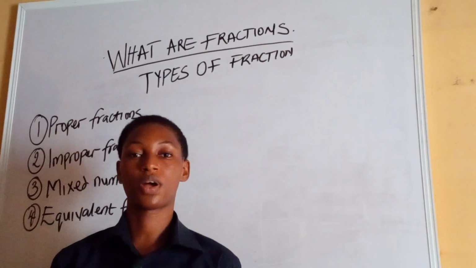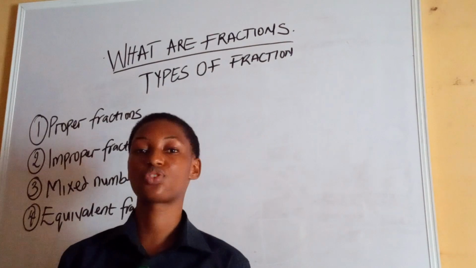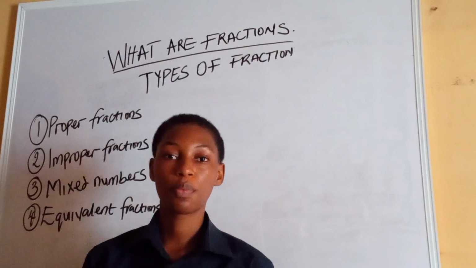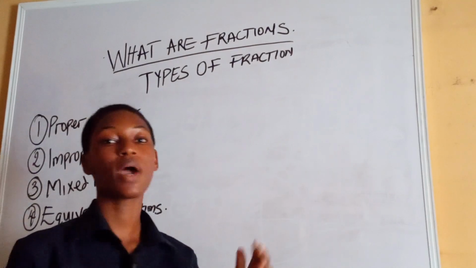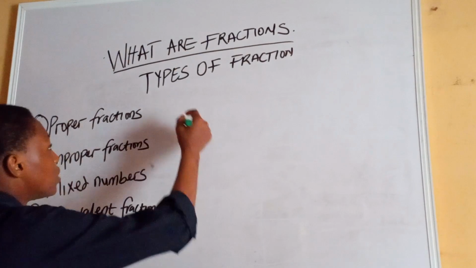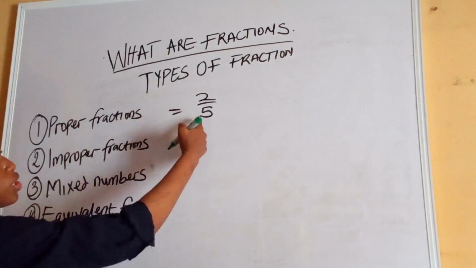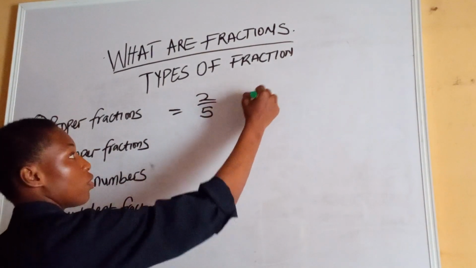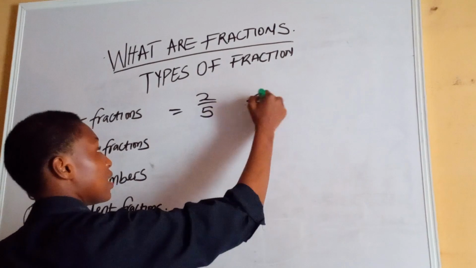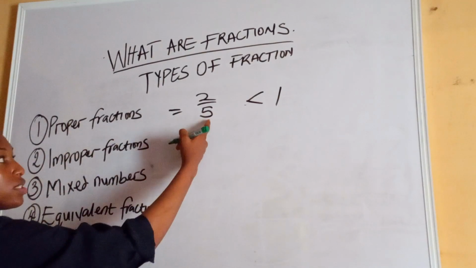We have different types of fractions. We have the proper fraction, we have the improper fraction, we have the mixed fraction, and we have the equivalent fraction. The proper fraction is the type of fraction where the numerator is smaller than the denominator. An example is this, 2 over 5. The numerator is smaller than the denominator, and it is usually what? Less than 1. So it's not up to a whole. It's smaller than the denominator.